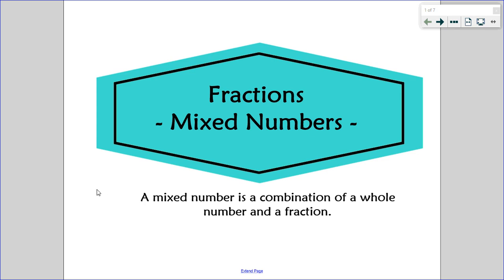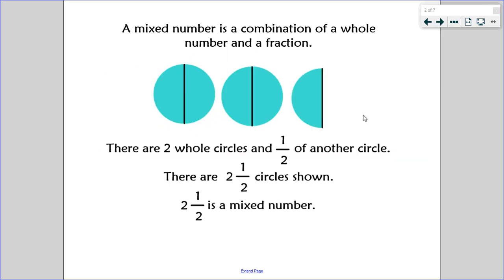We are going to talk about mixed numbers, which are part of a whole and a fraction. So a mixed number is a combination of a whole number and a fraction.